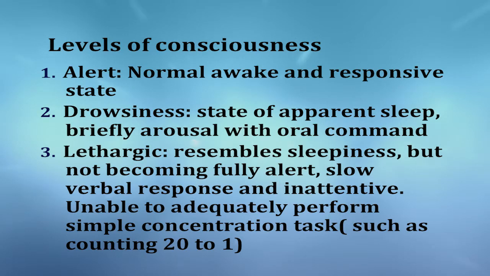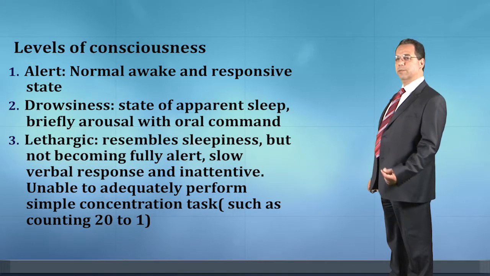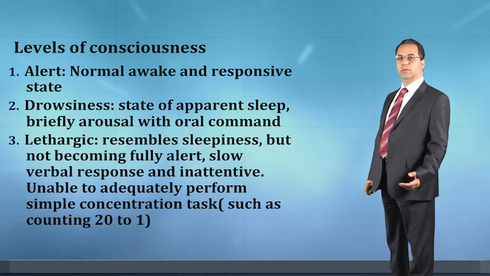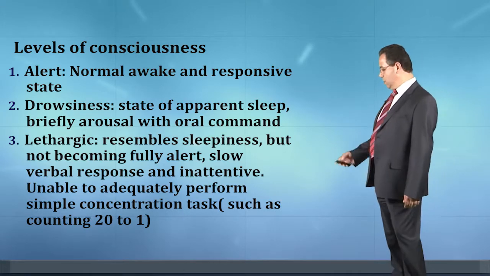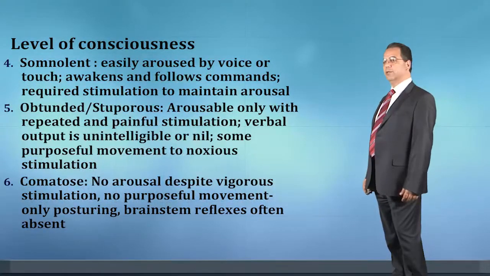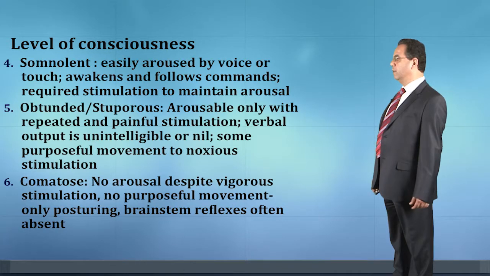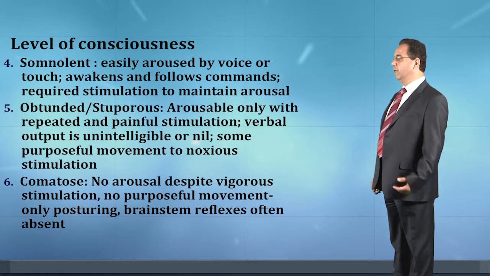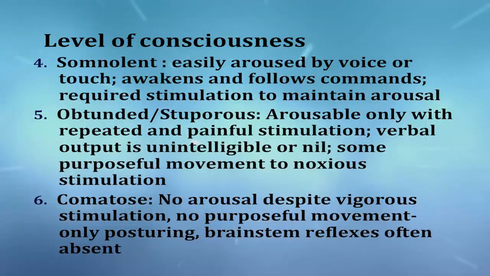In a deeper level, we call a state of lethargy, where the patient is similar to sleepiness. However, they don't become fully alert. You wake them up, their verbal response is slow, and they are unable to perform a simple mental task, such as counting backward from 20 to 0. The next deeper level of disturbed consciousness is somnolence, where the patient can be aroused when called or touched. However, he cannot maintain his alertness, and you need to keep stimulating him to keep him awake. He may be able to follow some commands.